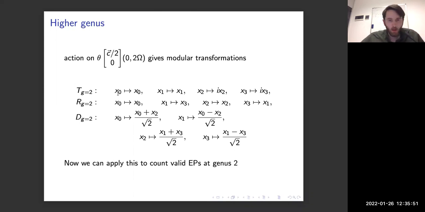So, these formulas, which we derived from modular invariance, but which can also be derived and have been derived from just looking at the codes themselves. I think the interesting thing about them is that they're just so much simpler than the modular transformations as they act on tau, because they're linear. So now we're going to see how we can use these to count the genus 2 modular invariant partition functions.